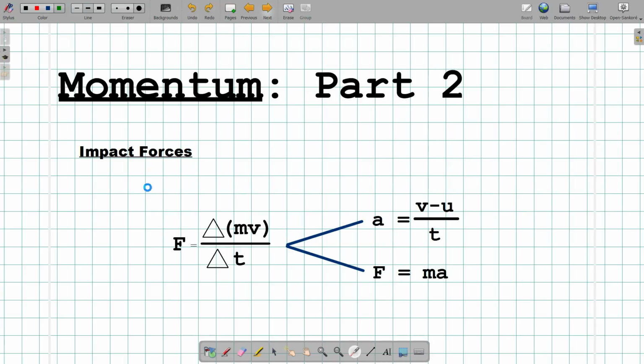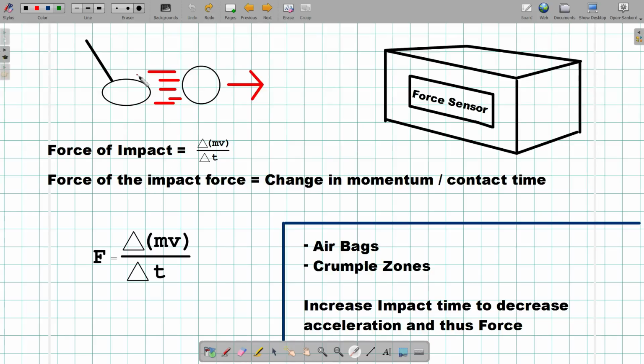But impact forces. Say you have a golf club, my very amazingly drawn golf club, and it hits a ball, where the force exerted on the ball by the golf club will be the impact force, and the ball will be moving with momentum. So the force of impact, as we just said, will be equal to delta mv over delta t. Change of momentum over contact time.